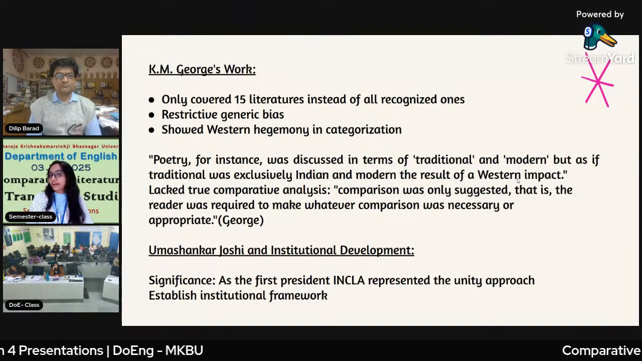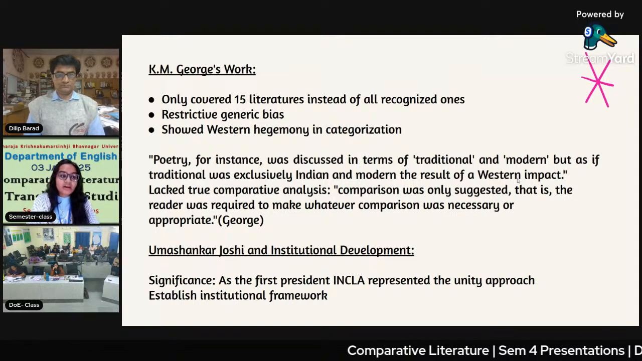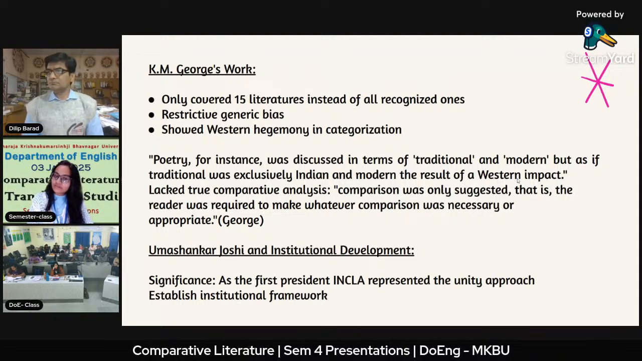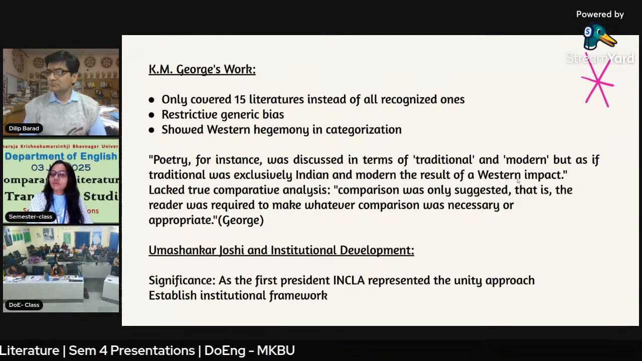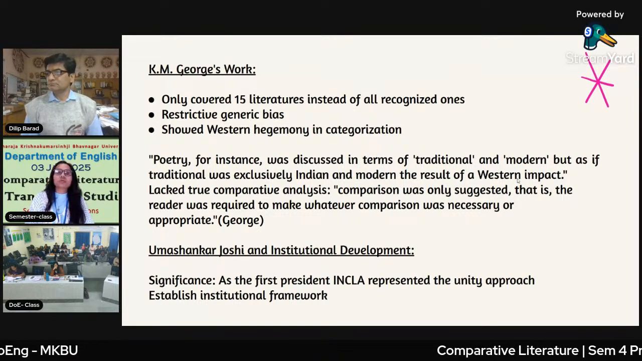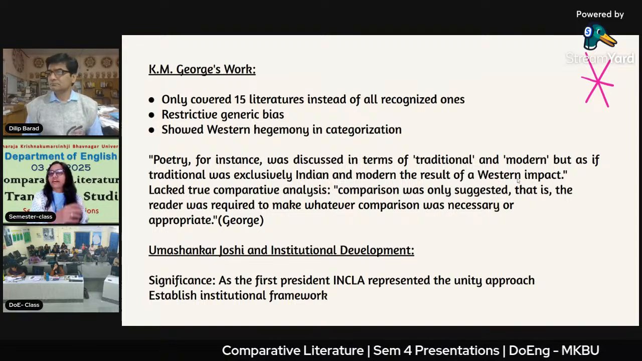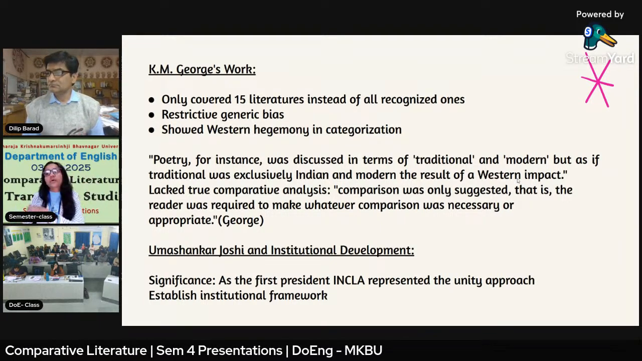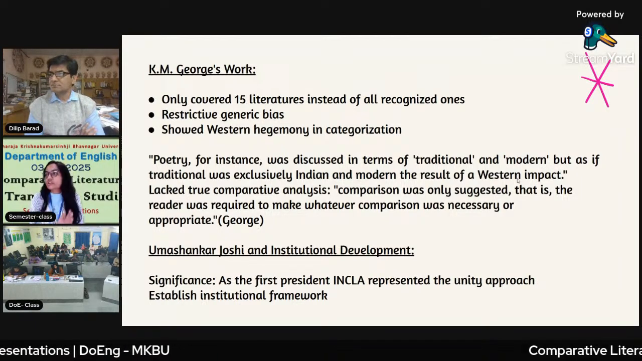To counter-argue, Amiya Dev used the work of K.M. George, and he says, I quote, "Poetry, for instance, was discussed in terms of traditional and modern, but as if traditional was exclusively Indian and modern the result of Western impact," unquote. So Amiya Dev criticized this approach of traditional versus modernity, where every traditional thing is Indian and every modern thing is an imitation of the Western.